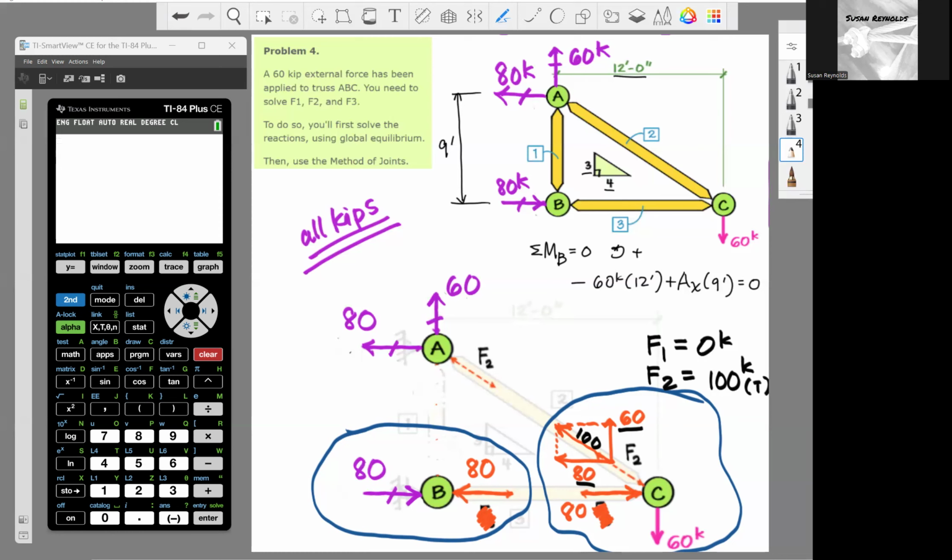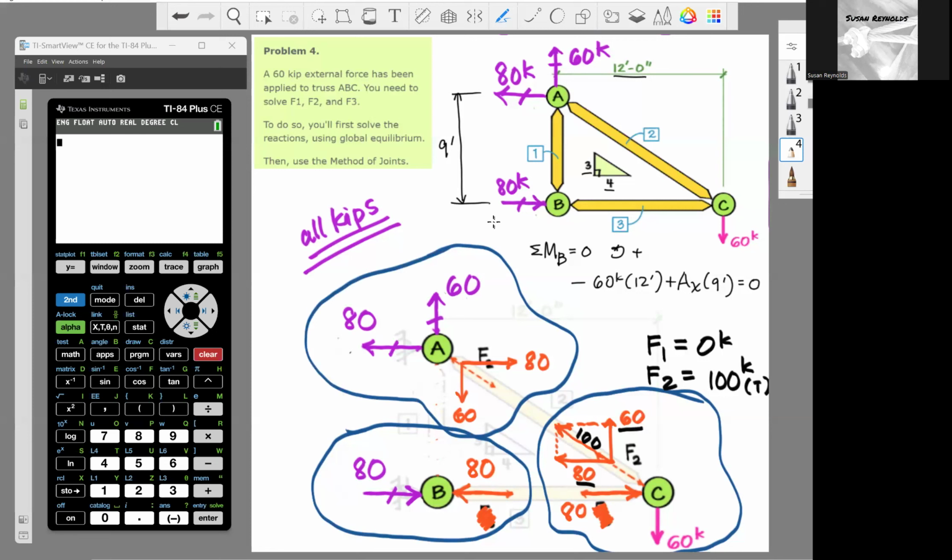All right, to finish off this problem, we can go to node A, and this is a check step. So we want to get in Newton's third law for F2. So F2 is a pull. The pull has a downward component of 60 and a rightward component of 80. So now I can spot check that node, and is it in static equilibrium? 60 up and down, 80 left and right. That one is done.